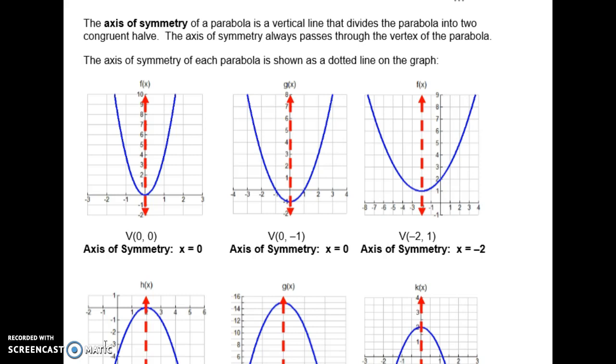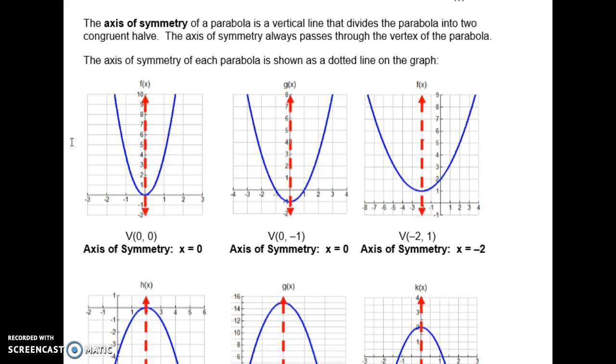And the axis of symmetry is a vertical line that will divide a parabola into two equal halves. So whatever's on the left or the right of this axis of symmetry. And so this is this vertical line here, here, here, and so on. Anything that's on the left and the right will be exactly the same, basically a reflection from one side over to the other. What's great about the axis of symmetry is it does go directly through the vertex.